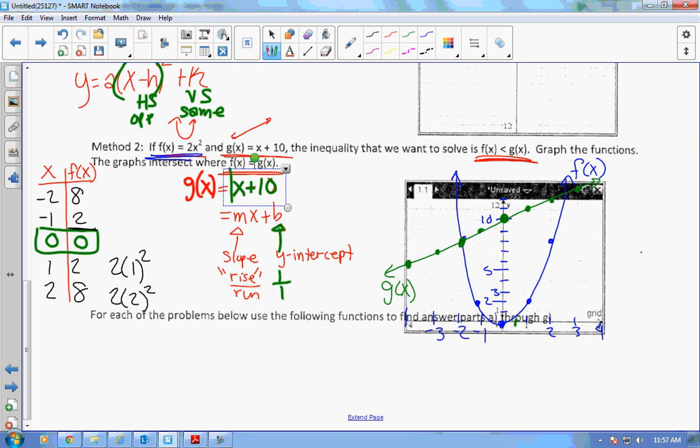So, this says we want to find when f, my blue one, is less than g, the green one. When is the blue one less than the green one? Visually, what does less than mean? You said it, someone back there said it. It means what?